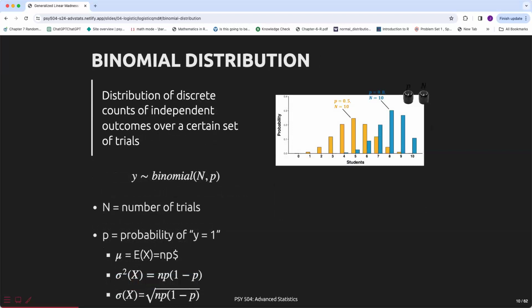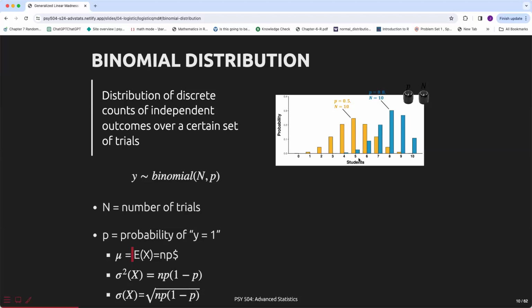With a binomial distribution, we have two parameters now. We have n and p. And n is the number of trials that we have, and p is just the probability, right? So probability of y equals 1. And the mean within this binomial distribution is just n times p. The variance is np times 1 minus p, and then the standard deviation of that is just the square root of that. And what I have here are just examples of two binomial distributions.